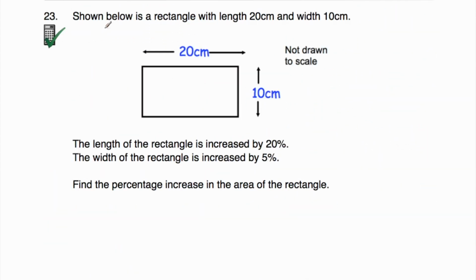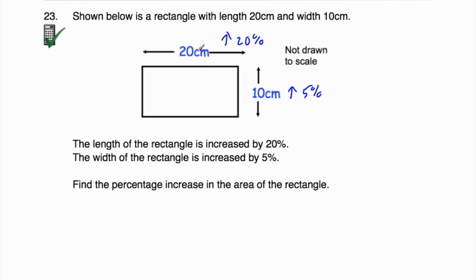So question number 23 says, shown below is a rectangle with a length of 20 centimeters and a width of 10 centimeters. And we're told that the length of the rectangle is increased by 20%. So this length is going to get bigger by 20%. So it's going to go up by 20%. And the width of the rectangle is increased by 5%, so that's going to go up by 5%. And we've been asked to find the percentage increase in the area of the rectangle. So we want to find the percentage increase of the area of the rectangle.